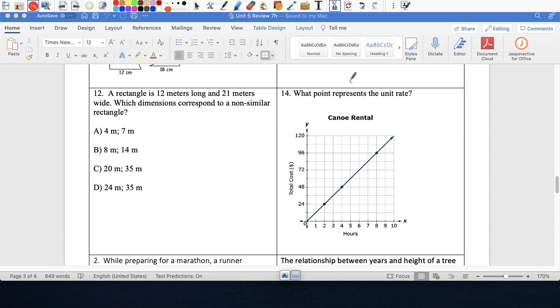Which point represents the unit rate? Well, the unit rate's right here. When x equals 1, y equals whatever, that's your unit rate. So that's what you're looking for. You're looking for this point right here, 1, comma, whatever. And that point is right here. So we know the unit is run, and what do you call the total cost here? It should be 12. The point that represents the unit rate is the point 1, comma, 12.